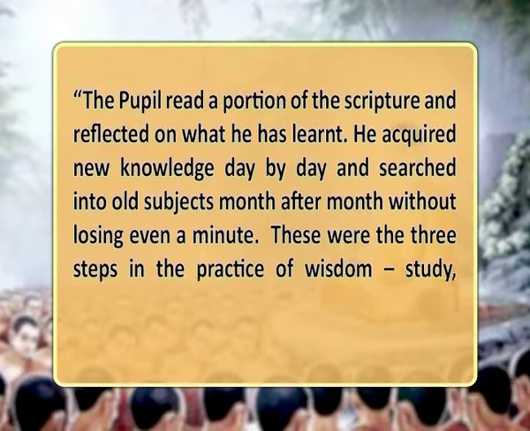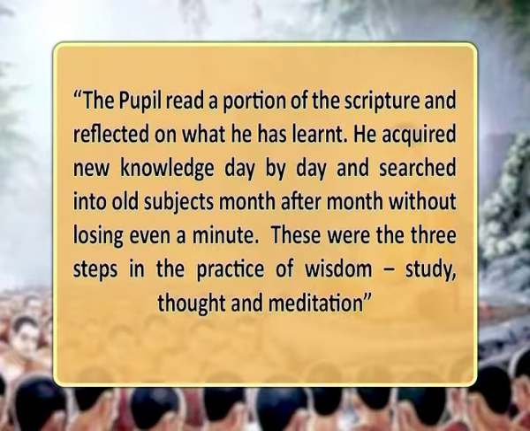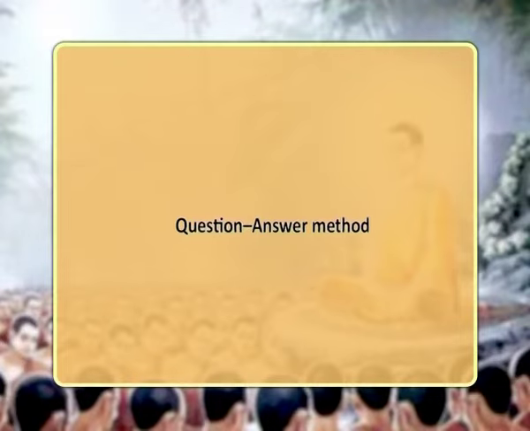These were the three steps in the practice of wisdom. They are study, thought, and meditation. This is what was said by Mr. I-Tsing. Thus, this method would comprise listening, comprehension, contemplation, recall, and recollection.